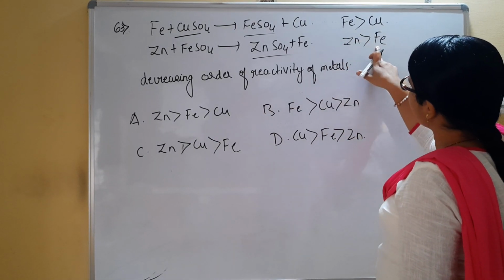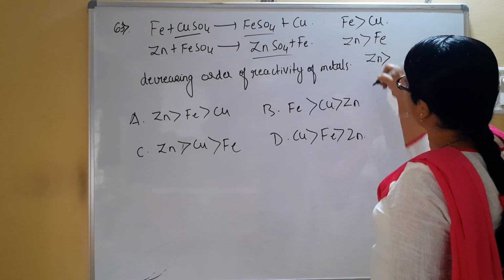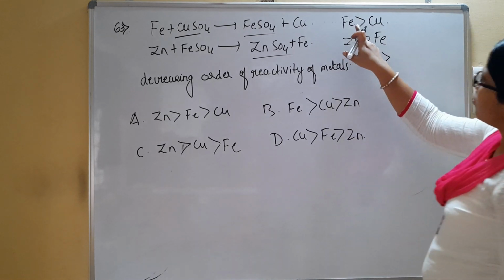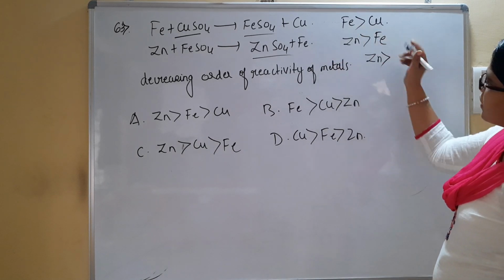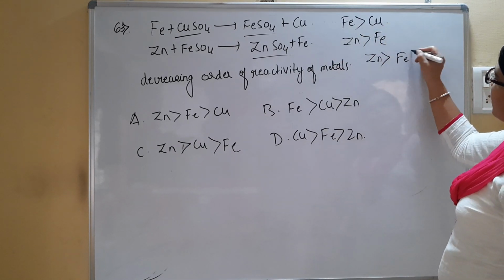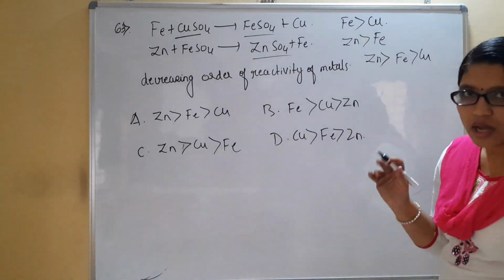In the sense, Zn will be the highest reactivity it will be showing. So once we complete this one, Fe is coming next. So Fe, then Cu is going to be replaced. So this is the order how to find out.